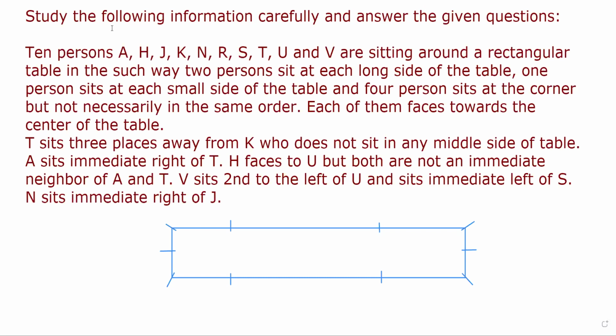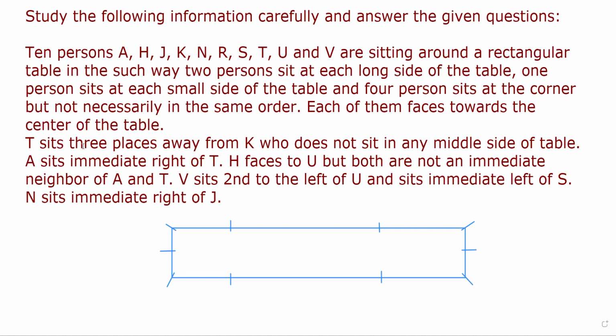10 persons A, H, J, K, N, R, S, T, U, V are sitting around a rectangular table in such a way that two persons sit at each long side of the table, one person sits at each short side of the table, and four persons sit at the corners, but not necessarily in the same order. Each of them faces towards the center of the table.